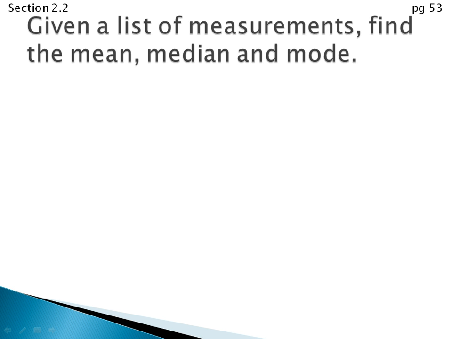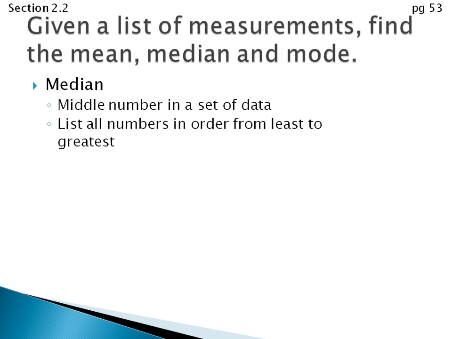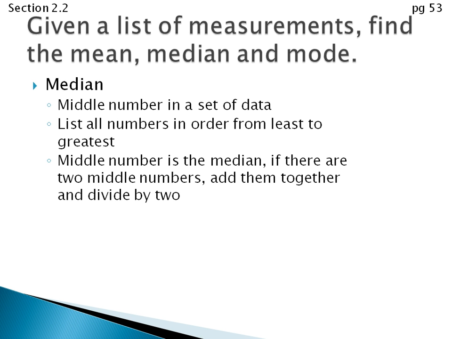Now let's take a look at median. Median is the middle number of a set of data. To find that, you're going to list all the numbers in order from least to greatest. So we'll take our data set here and use that. Before I do that though, I forgot: the middle number is the median. If there are two middle numbers though, remember you have to add them together and divide by 2, or basically take the average of those two numbers.